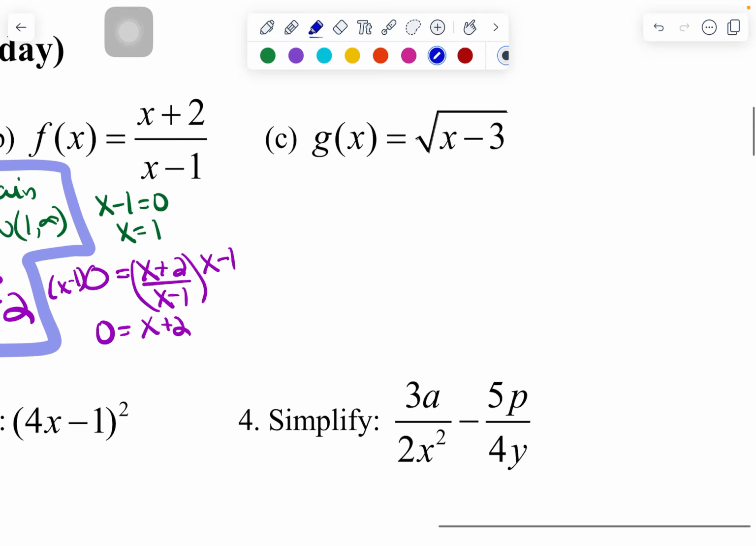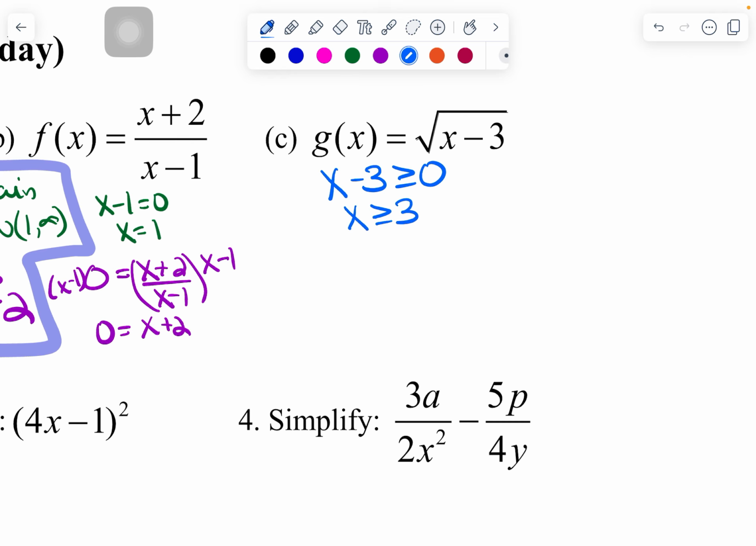Moving on down to part C. Let's see, grab a pen again. Part C for the domain, I need the function, this expression, to be greater than or equal to 0. That means it's not negative, which means x is greater than or equal to 3. So for my domain, I'll put this off to the side here. We're going to start with 3 to infinity. That's going to be the domain.